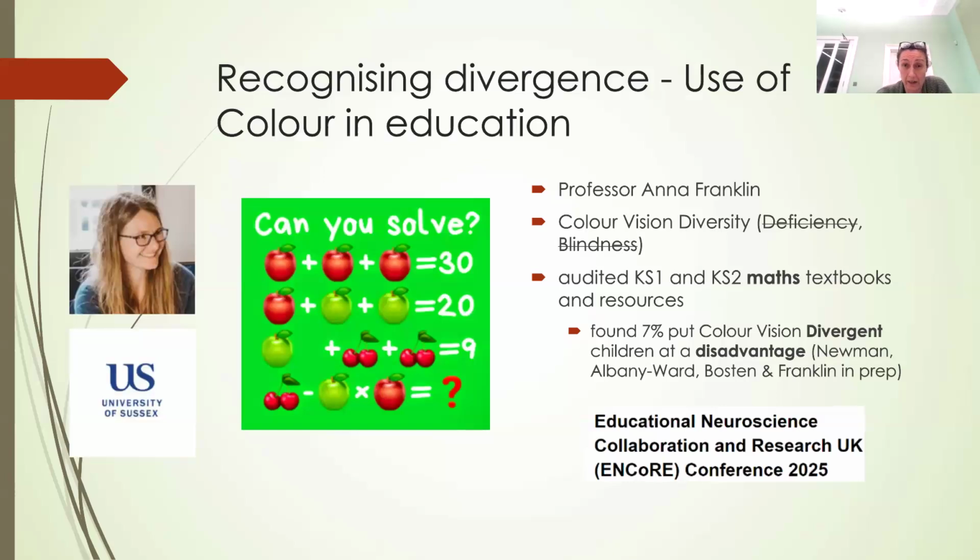So I'm hoping, and I'm following the work of Professor Anna Franklin, who is coming to your ENCORE conference to present her work, who's looking at this diversity in colour vision and how it affects people's ability to be educated, essentially. She's audited Key Stage 1 and 2 textbooks and found that 7% put people who have this divergence of colour perception at a disadvantage. She would be presenting that at the conference.